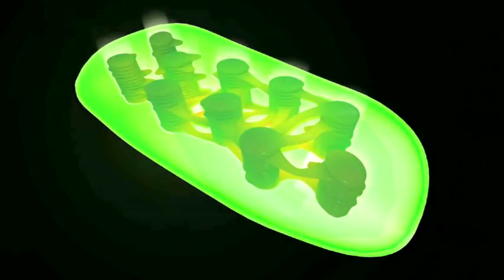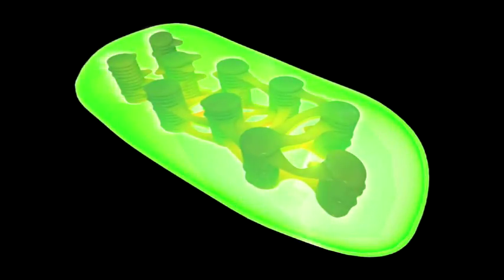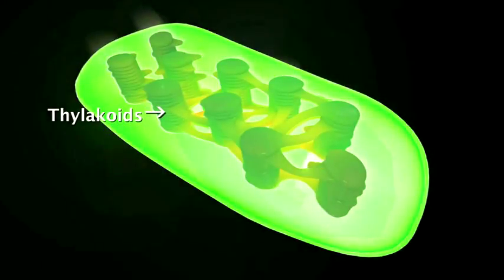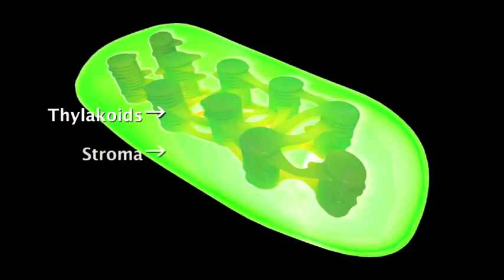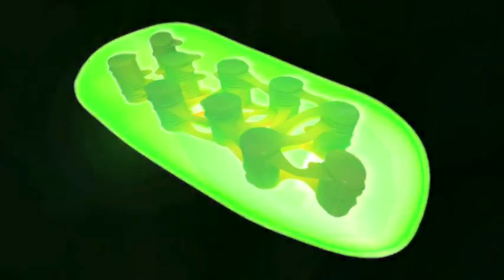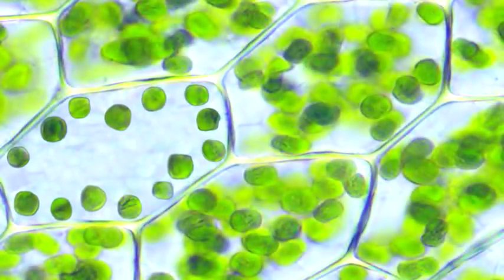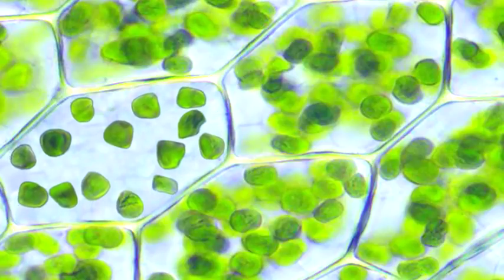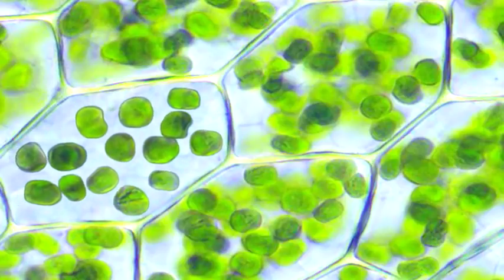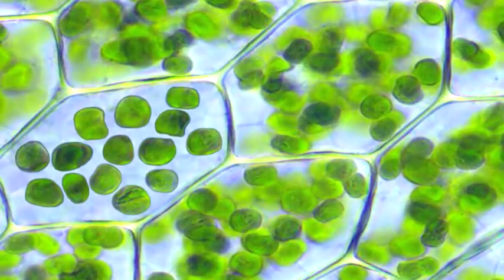The light-capturing chlorophyll molecules are located in a collection of disc-like sacs called thylakoids that are suspended in the fluid-filled stroma of the chloroplast. Chloroplasts move around inside of cells. In fact, under low-light conditions, they spread out to obtain the greatest amount of energy for photosynthesis.